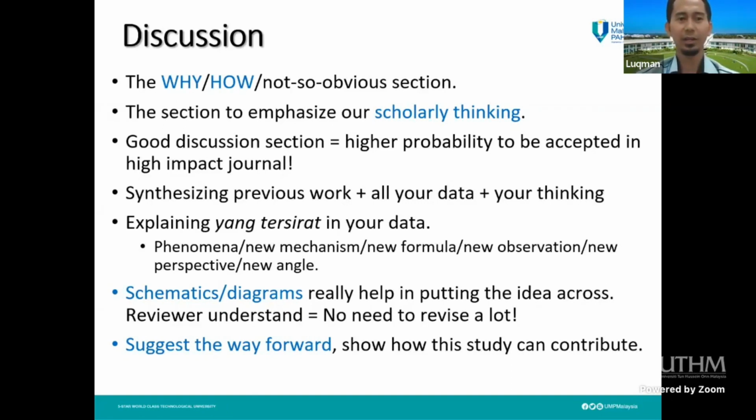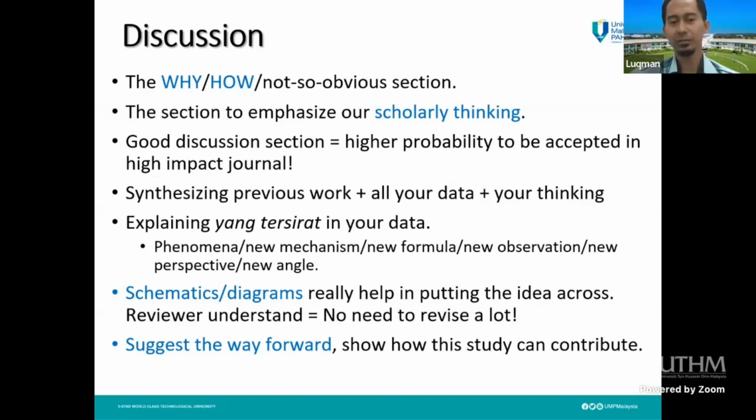In my case, my supervisor back then, this section would have a lot of red. A lot of red because, okay, why do you say this? Why do you claim this? Then we have to answer why, and look for more information on that. But if I'm a reviewer and your discussion part is good, most of the time I will recommend acceptance, maybe with minor revisions. Why? Because the discussion shows your scholarly thinking.